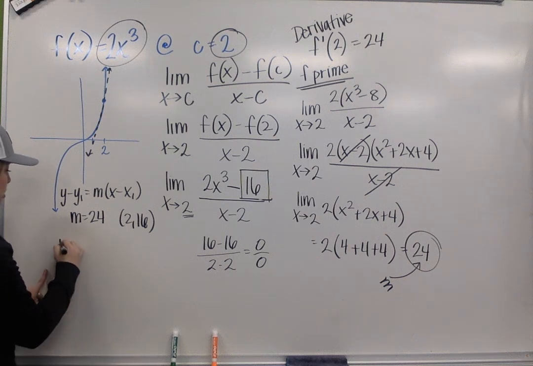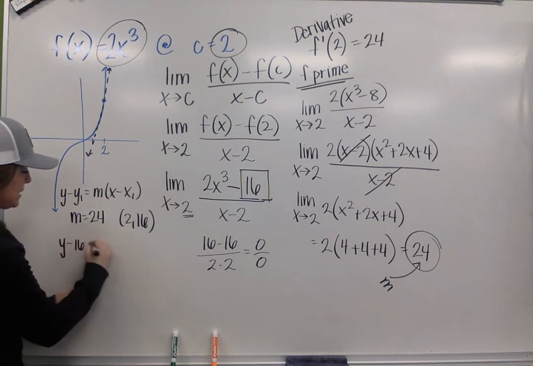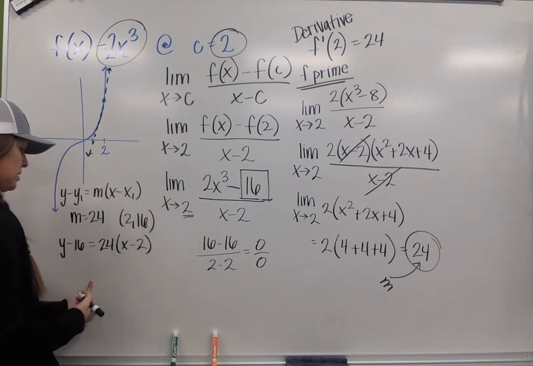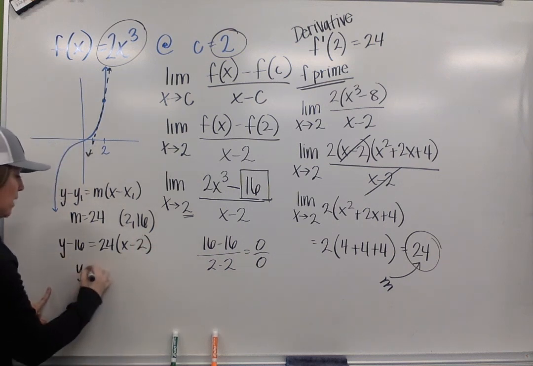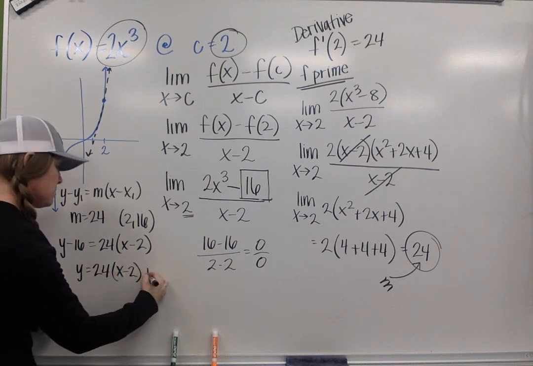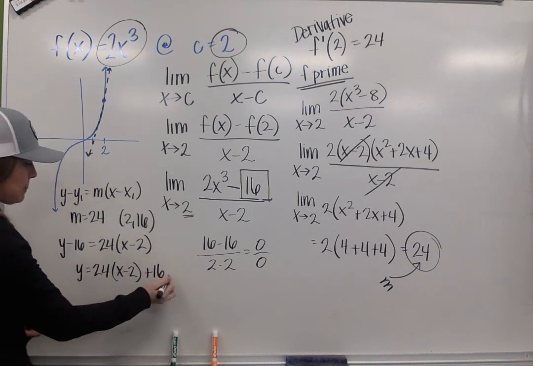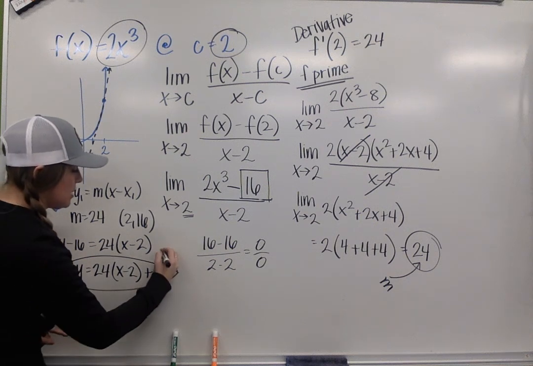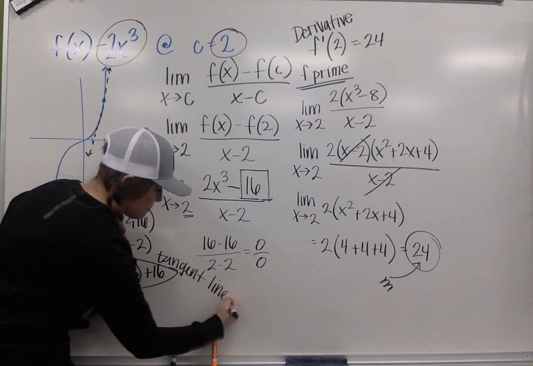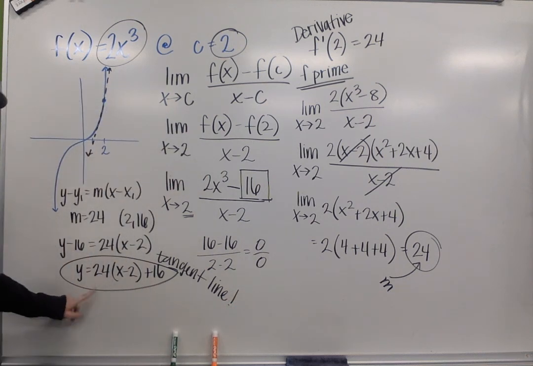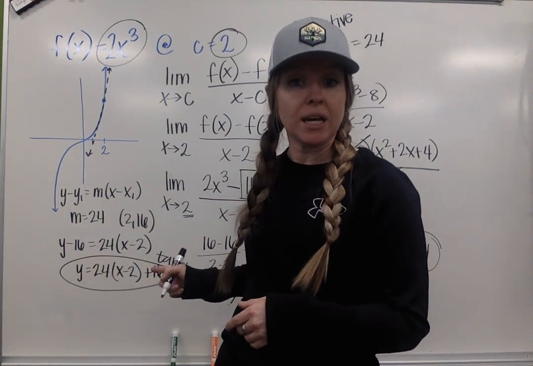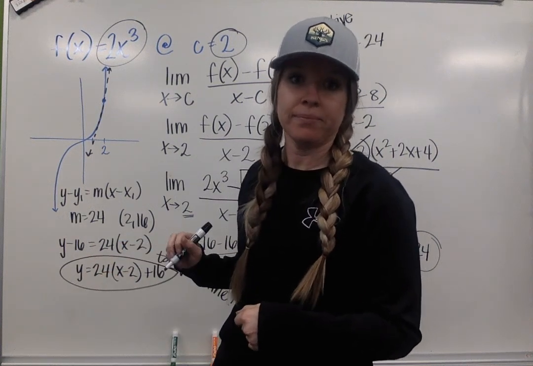So when I write the equation of this line, I'm going to have y minus 16 equals 24 times x minus 2. I'm going to go ahead and isolate the y, and I'm going to get 24 times x minus 2 plus 16. And here is the equation of my tangent line. We could simplify that down into slope-intercept form, or we could keep it here in our point-slope form.